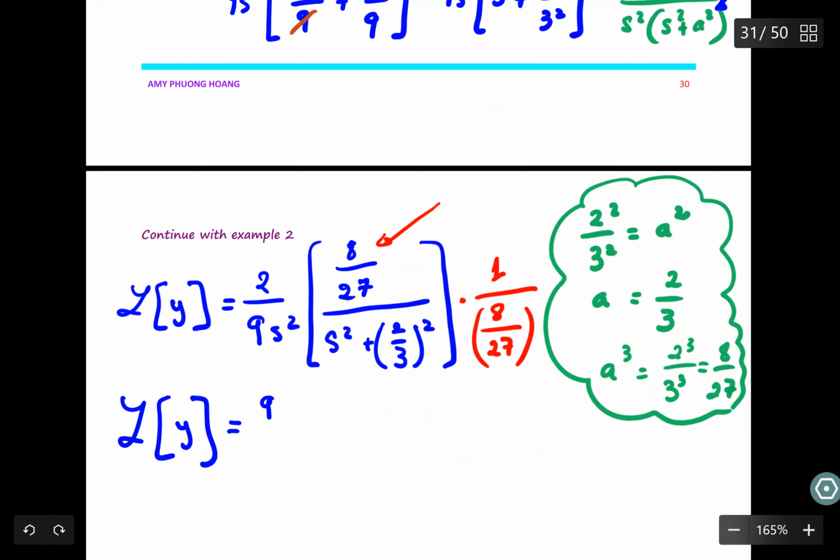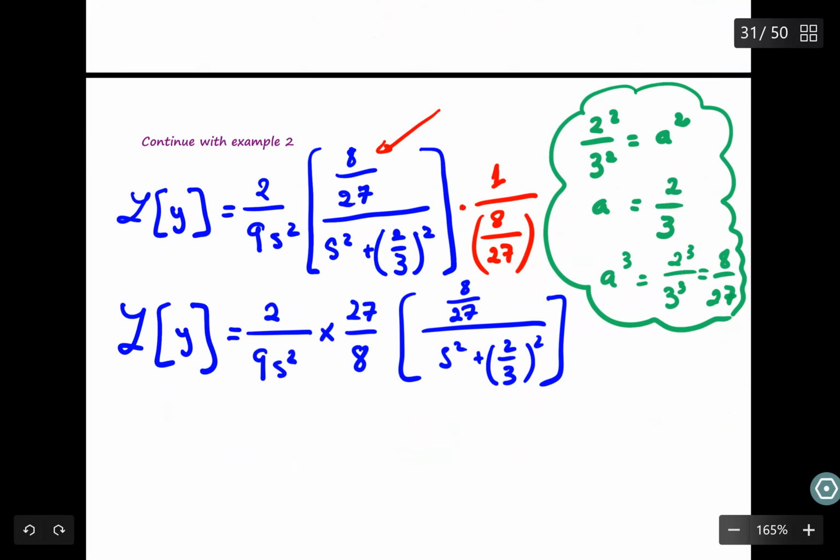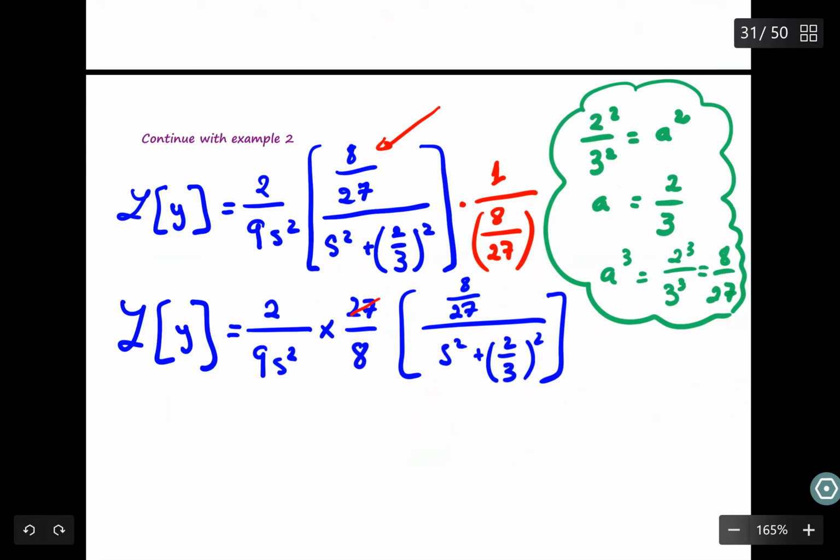So we have 9, not 9, it's actually 2. 2 over 9s squared multiplied by 27 over 8. And I still have 8 over 27 divided by s squared plus 2 over 3, all of it squared in the brackets. Simplify all of these numbers. I should have here 3, and I should have here 4.